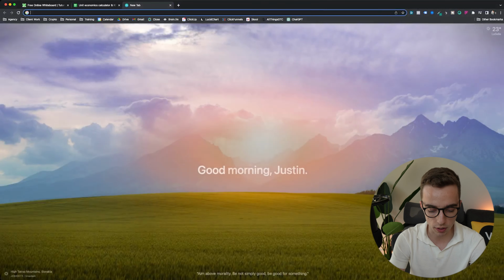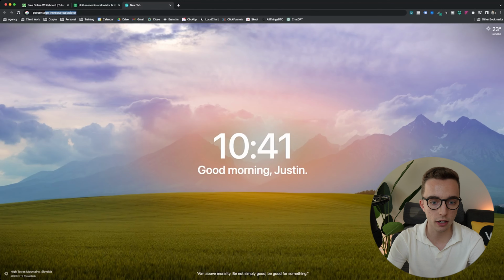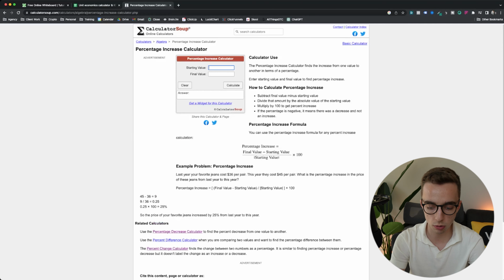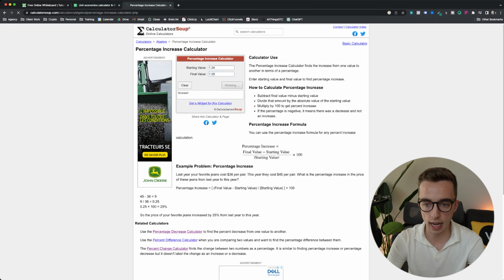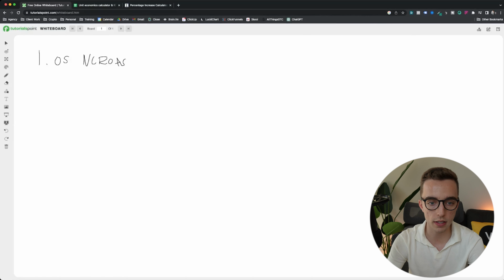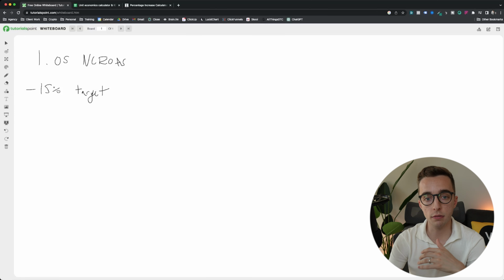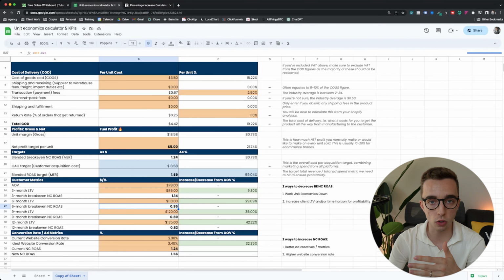So in that case, how much lower is that? Let's do some math. Percentage increase calculator, this is a good website I like to use for these calculations. So 1.24 is my starting value, and now I'm at 1.05. So I'm about 15% lower than my target, which means I incur about 15% of debt based on the amount of sales volume I'm pushing.